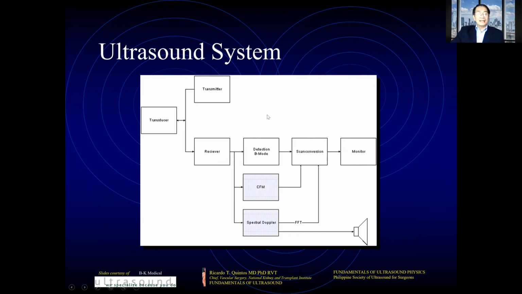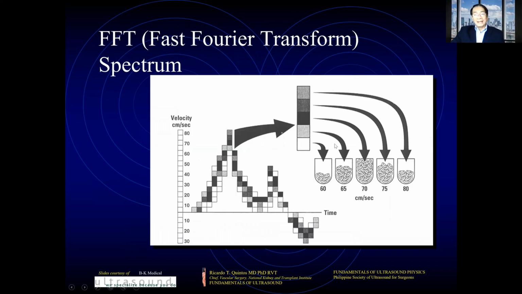So this is, again, the ultrasound system. Transducer, transmitter, receiver, detection, beam mode, scan conversion to the monitor. And these different frequencies by the different Dopplers are picked up and plotted along the waveform. Using the principle of fast Fourier transform, we now come up with a waveform that is actually a demonstration of the different frequencies and the velocities detected by the transducer.